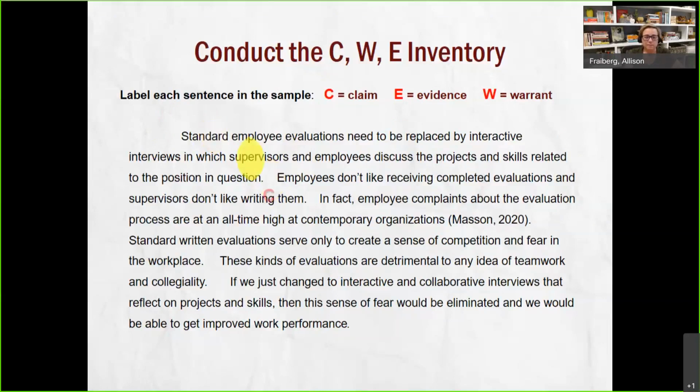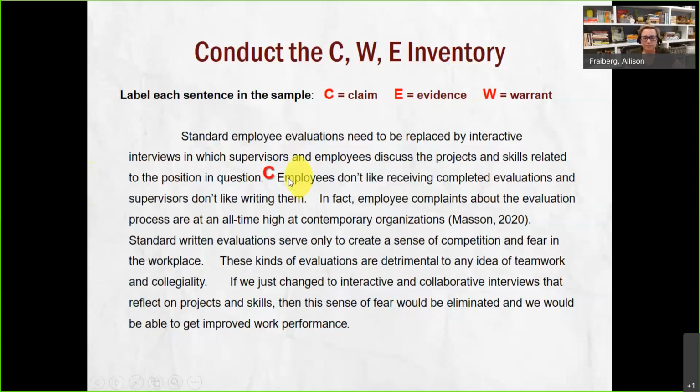This is a claim because you see the word need, you want something to be replaced, you want action to be taken. Well, that's an assertion. People can disagree. Hey, we don't need to replace the evaluations. Maybe we just need to think about them a little more. Reasonable people can have a discussion about this. They can disagree. It's a claim. Let's go on to the next sentence.